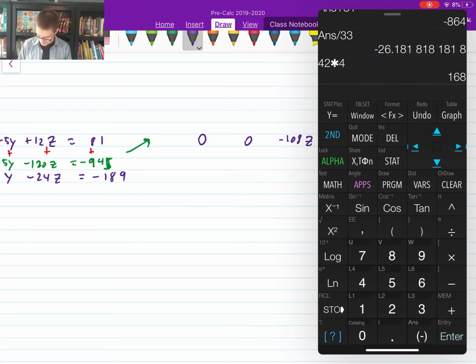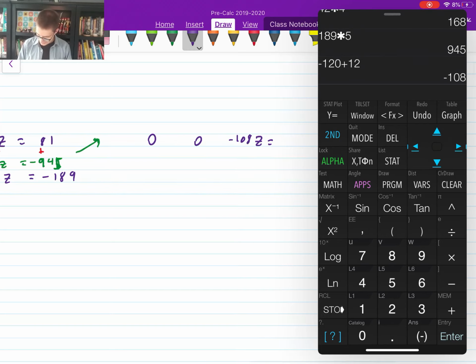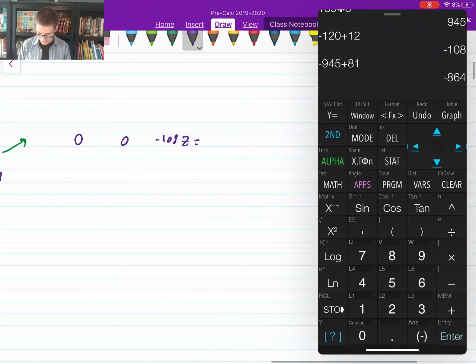Let's just do this. So negative 120 plus 12. Just no room for error. I'm going to make this right the first time. Negative 108, and then negative 945 plus 81. That gives negative 864. Okay.